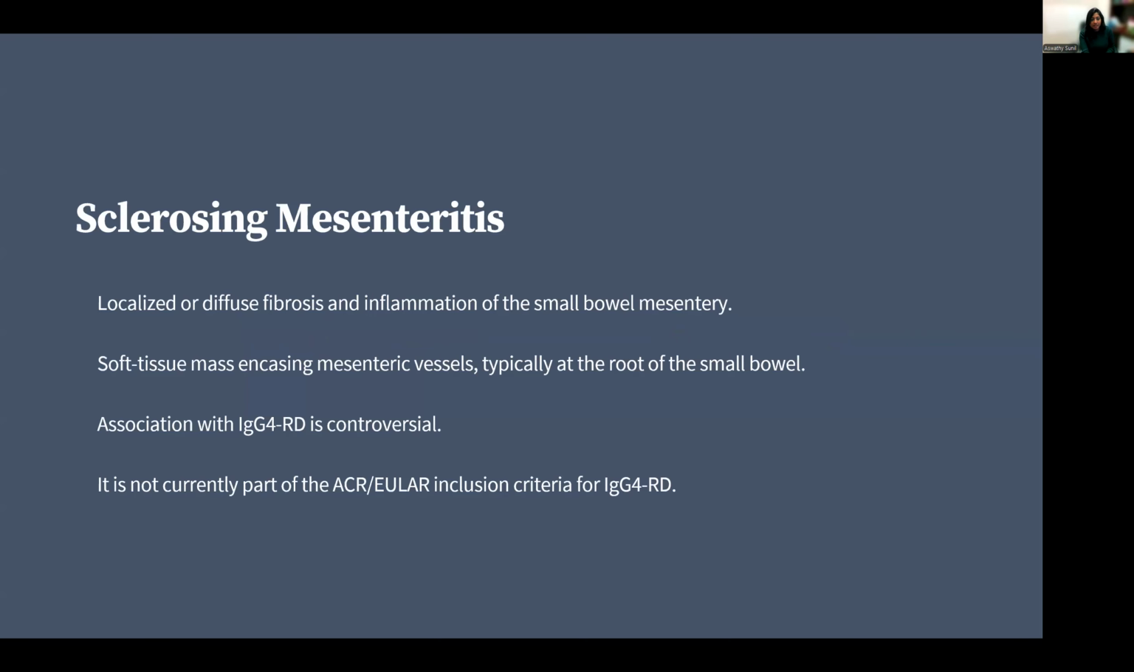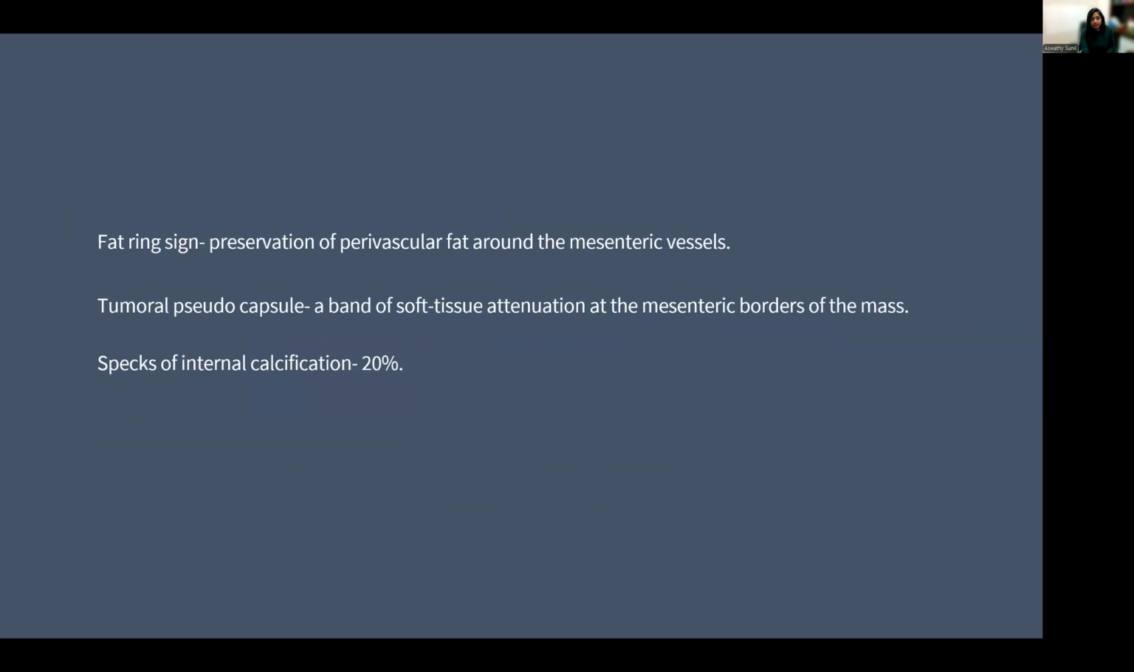Coming to mesentery findings, it causes sclerosing mesenteritis, which is localized or diffuse fibrosis and inflammation of the small bowel mesentery. A soft tissue mass can be seen encasing the mesenteric vessels, typically at the root of the bowel. The association with IgG4-related disease is controversial, and hence it is not included as part of the ACR-EULAR criteria.